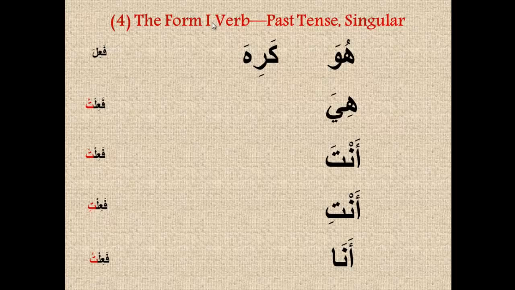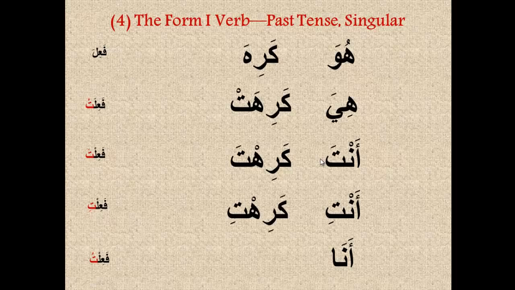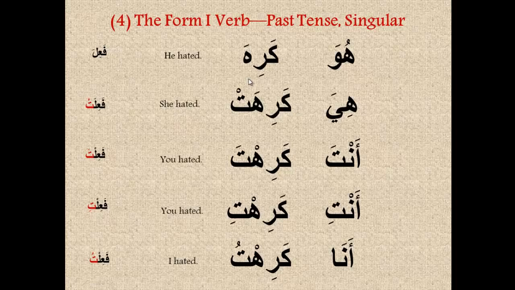The hiya form will be karihat, we're adding a ta sakina. Anta karihta, anti karihti, wa ana karihtu. And this verb means to hate or to detest. So kariha means he hated, karihat, she hated, karihta, you hated, karihti, you hated for feminine, and karihtu, I hated.